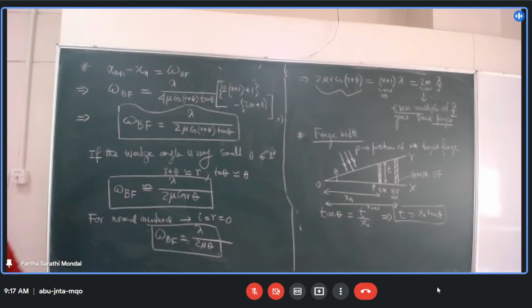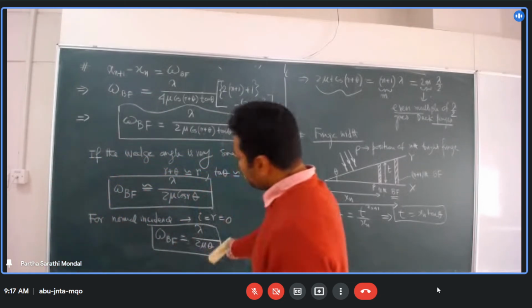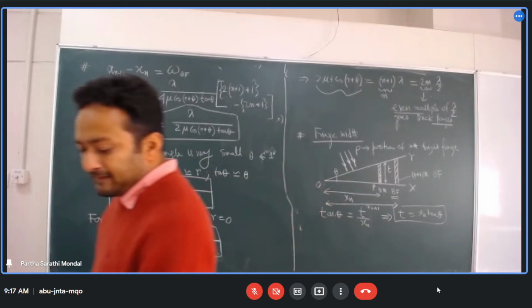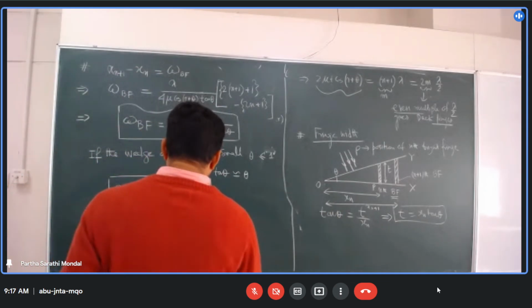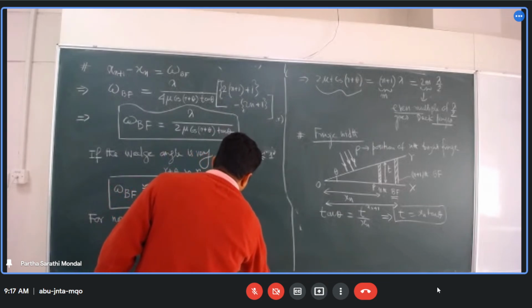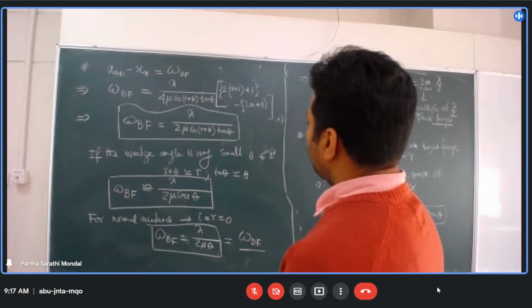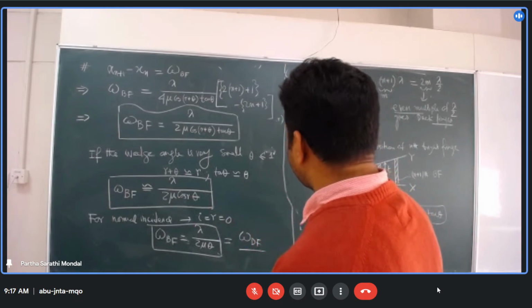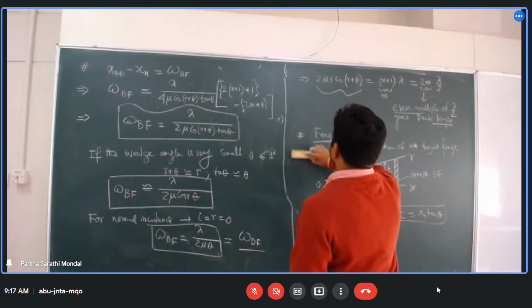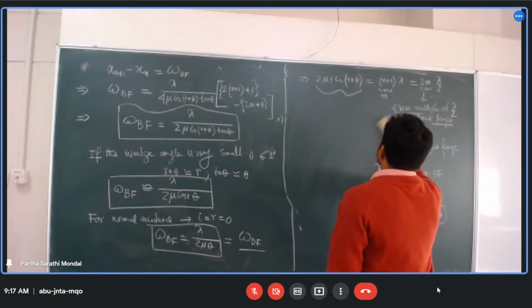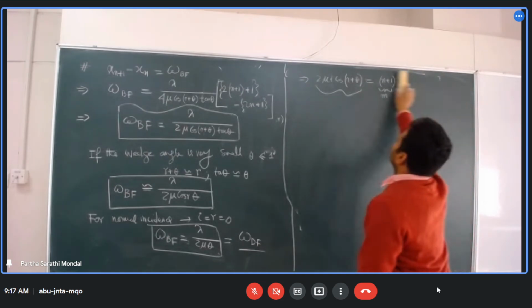So a similar expression you can also find out for the dark fringe, and you will get the same formula. That means if I calculate the width of the dark fringe in a similar way, the fringe width of the dark fringe will also be the same. It will be the same expression. Okay. So now, what I am trying to say.